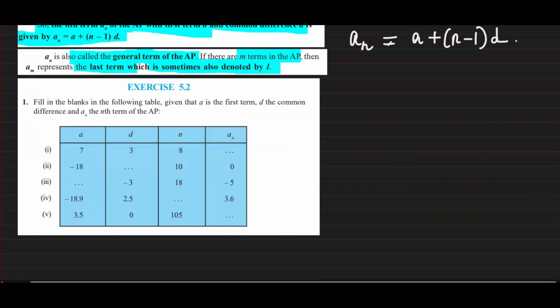So exercise 5.2. In exercise 5.2, we have been given a table and we have to find the missing values. So fill in the blanks in the following tables, given that A is the first term, D is the common difference, and An is the nth term of an AP. Let's start with the first question here. In the first question, we will first write what is given, and what we need to find.